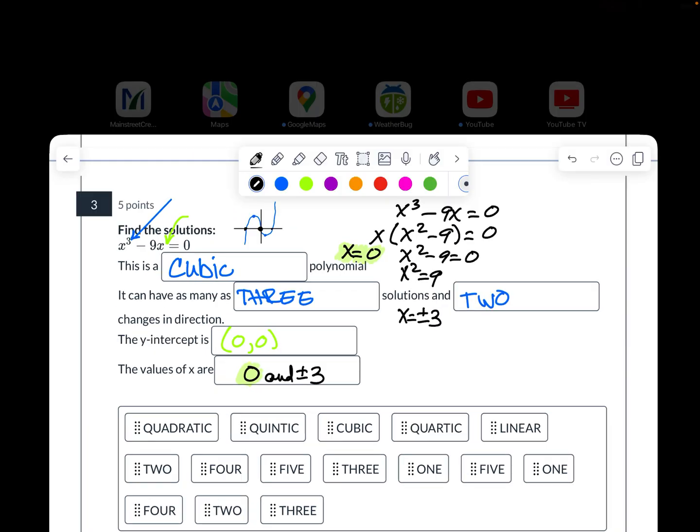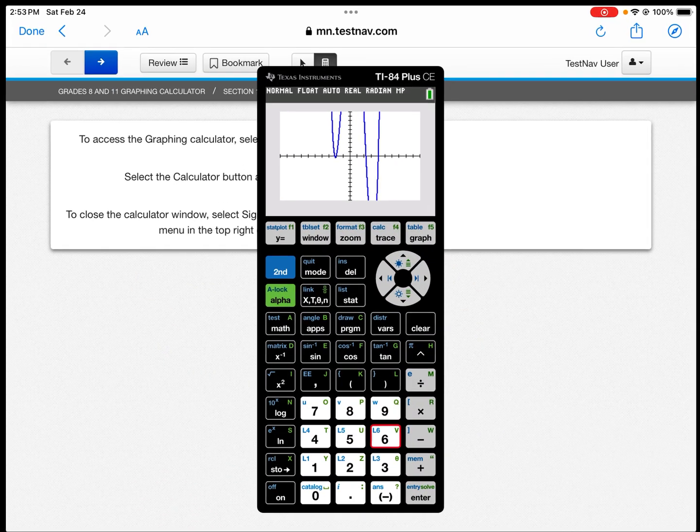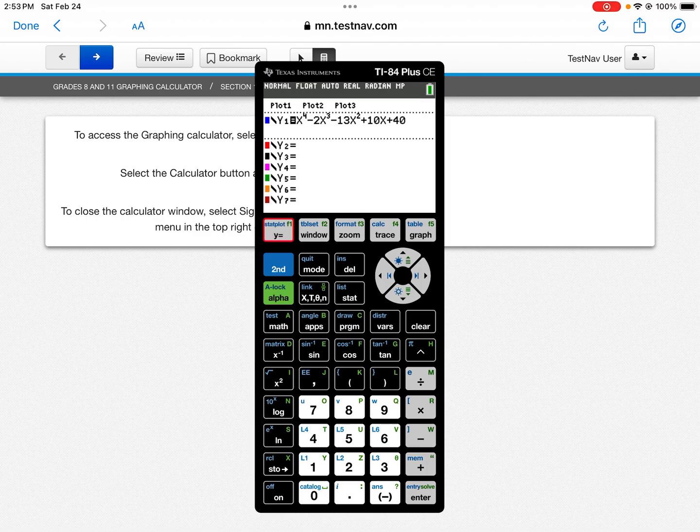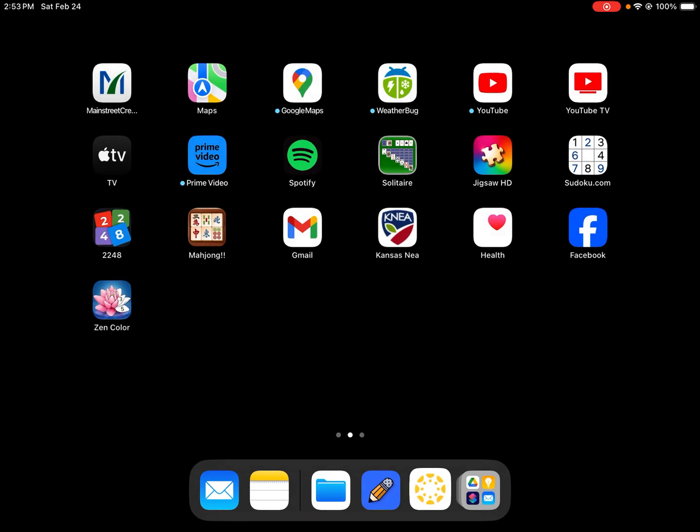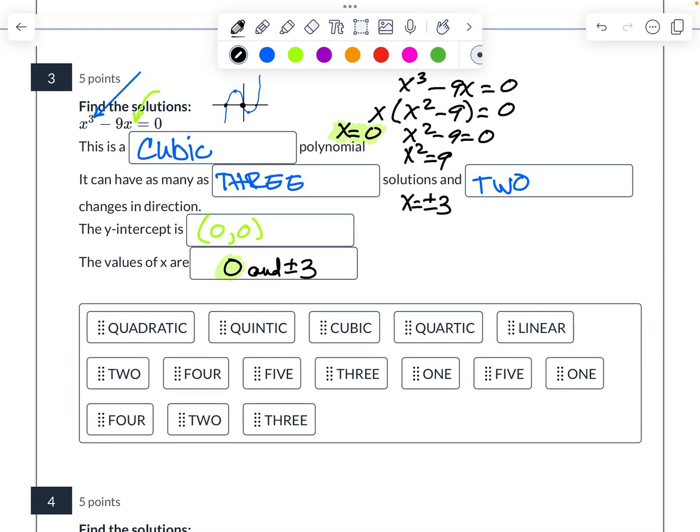The other way you could do it, friends, you could go back and put it in your calculator. And if you put it in your calculator, then it is x raised to the power of 3 minus 9x. And if you hit graph, you see that it's at negative 3, 0, and 3. Okay, so you don't have to factor it. It is factorable. I think factoring is faster than the calculator, but you probably think the calculator is faster than factoring. It doesn't matter. Get it right.